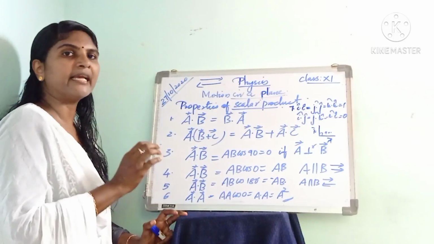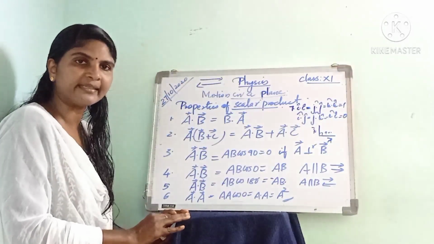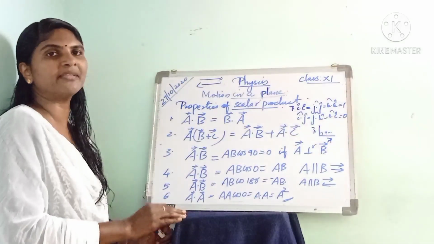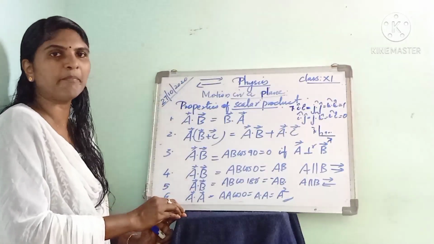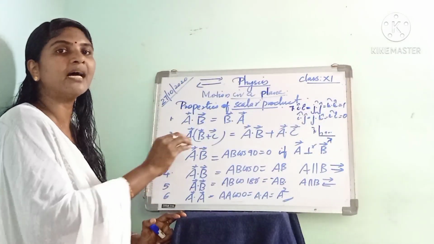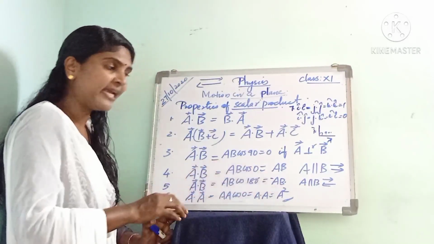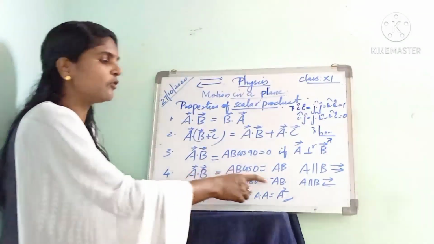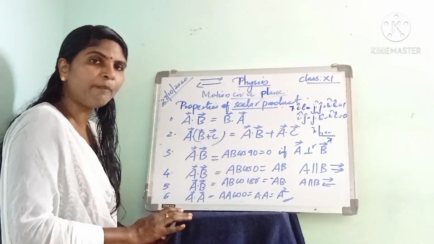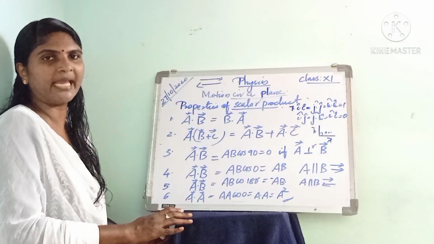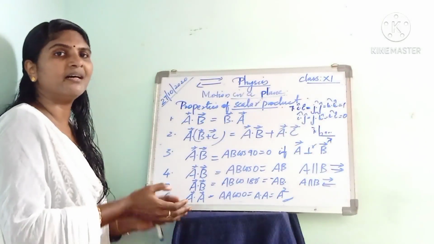Okay, and here suppose the two vectors A and B are parallel and acting in the opposite direction, then the scalar product of the two vectors A dot B is equal to what? Minus AB. A dot B is equal to minus AB if the two vectors are parallel and acting in the opposite directions. Okay.